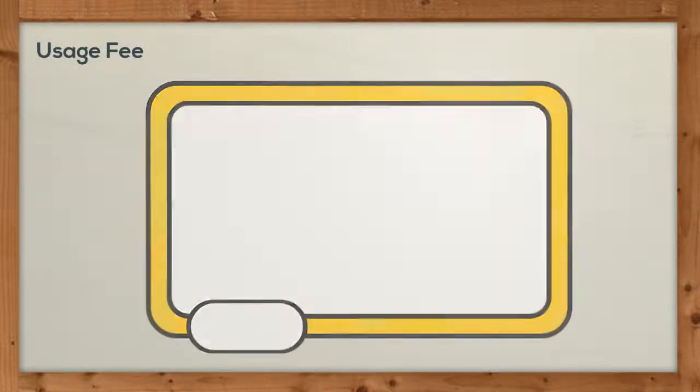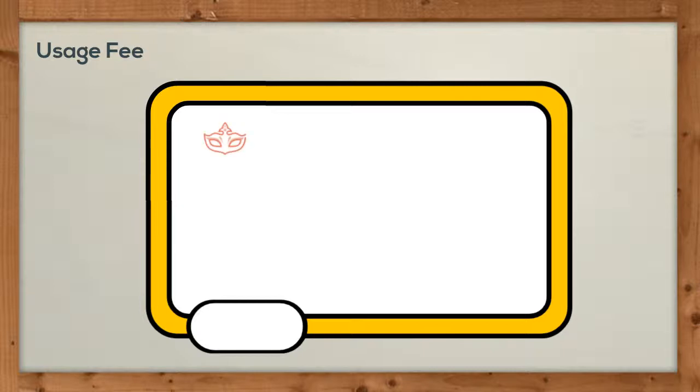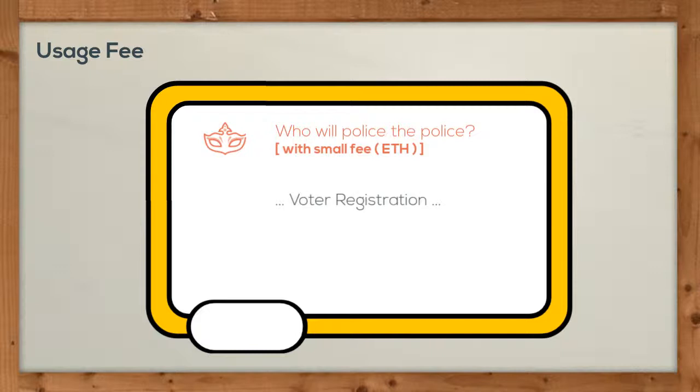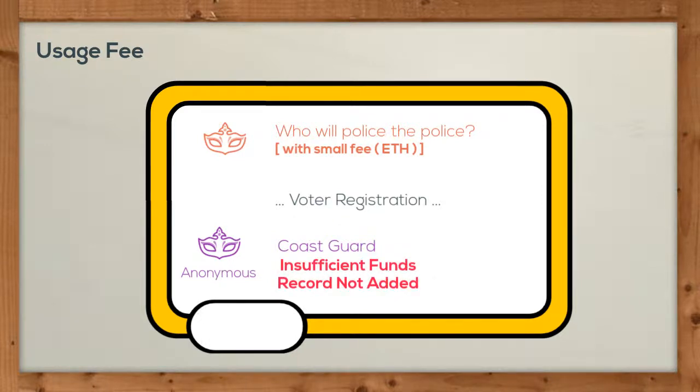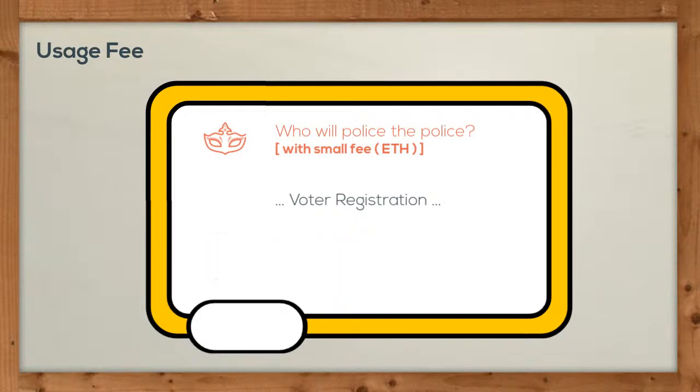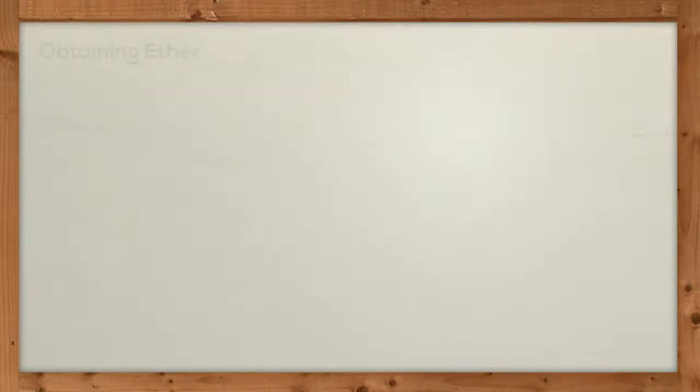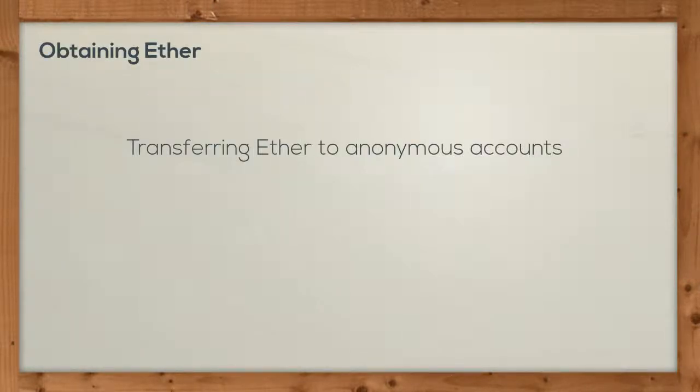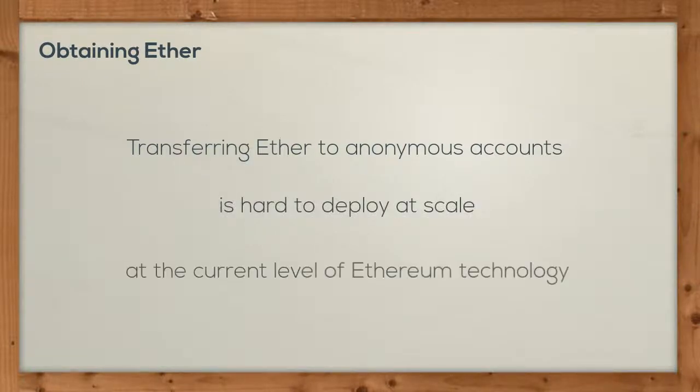The first is that there is a small fee associated with every interaction, denoted in Ether, the native cryptocurrency of Ethereum. Currently, this fee must be paid using the account that creates the record, which means the anonymous accounts must obtain Ether before voting. Unfortunately, all plausible mechanisms for transferring Ether to the account are undesirable.